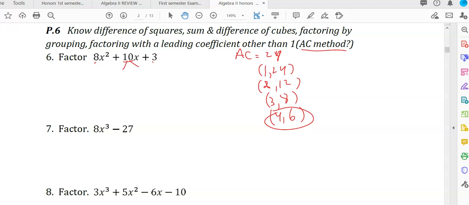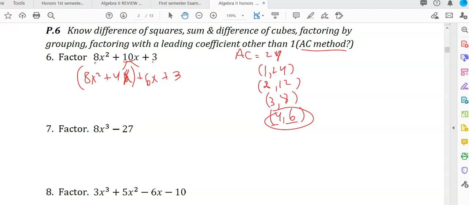So I'm going to split up that middle term with that 4 and 6. I still have the 8x squared. One of them is 4x, one of them is plus 6x, and then plus 3. So I split up that middle term to be 4x plus 6x using those factors.